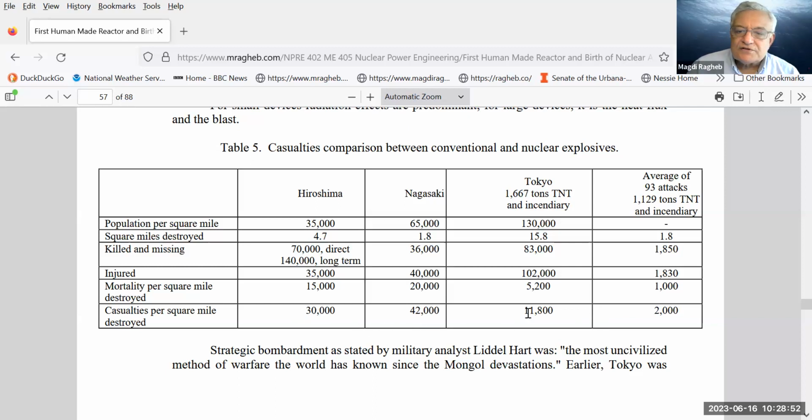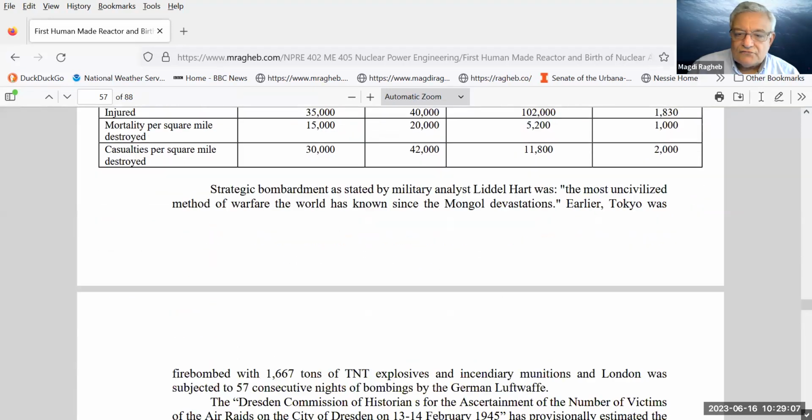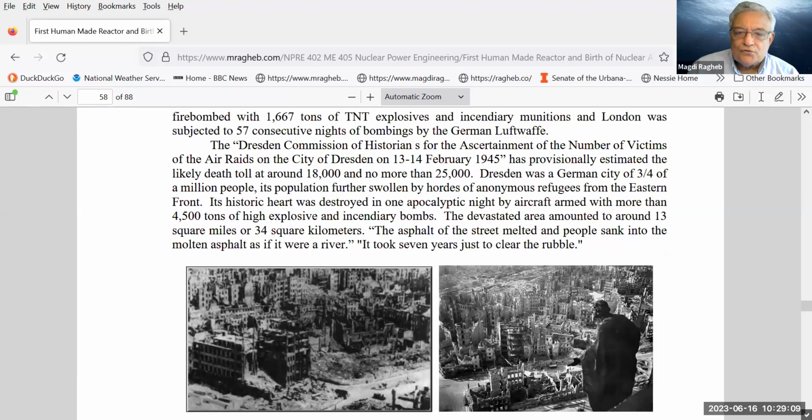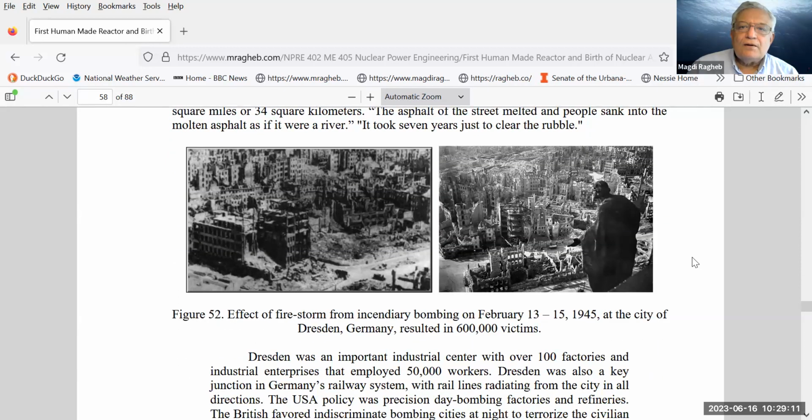The casualties per square mile at the Tokyo fire bombing was 12,000 per square mile, but at Nagasaki it was 42,000, Hiroshima 30,000. And so that was, unfortunately, the first use of nuclear energy in war. But the fire bombing is still an option for the military.